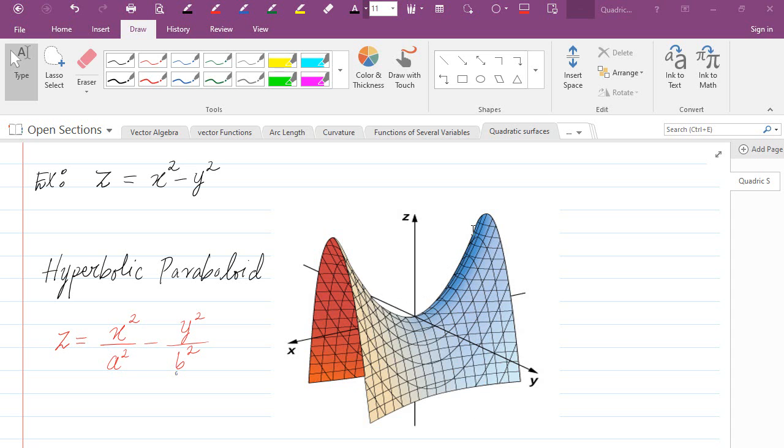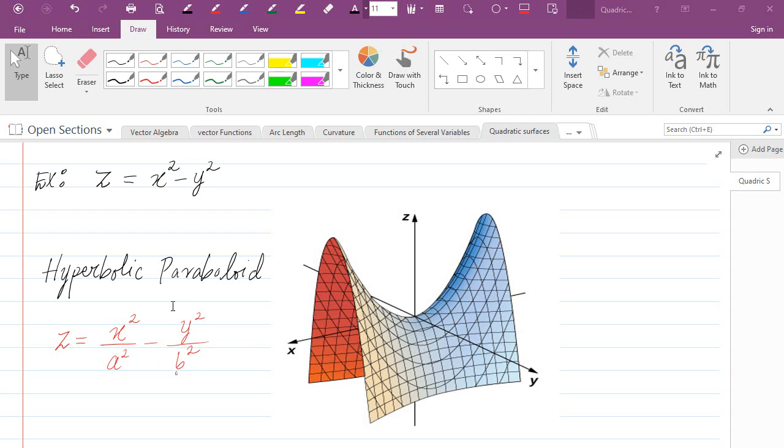So this surface kind of looks like a horse saddle, and the point at the origin is called a saddle point. The reason it's called a saddle point is because along the xz trace, you see that this is the lowest point of the surface, but along the yz trace, it is actually the highest point. So that's why it's called a saddle point, and the term saddle point will come up later.